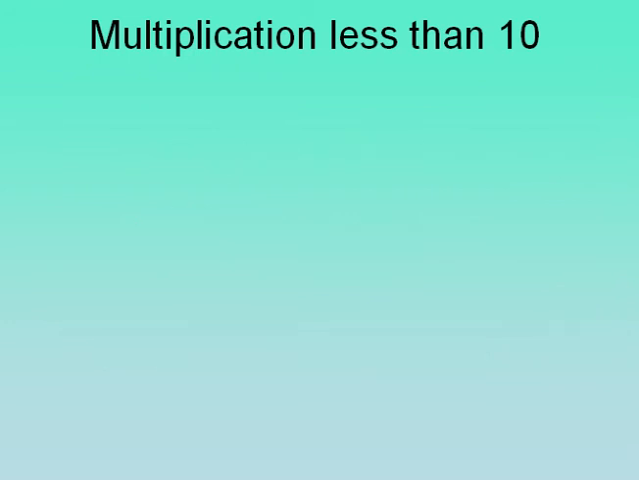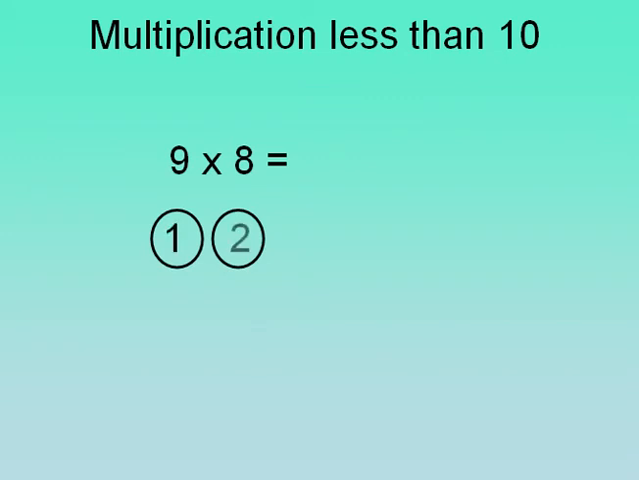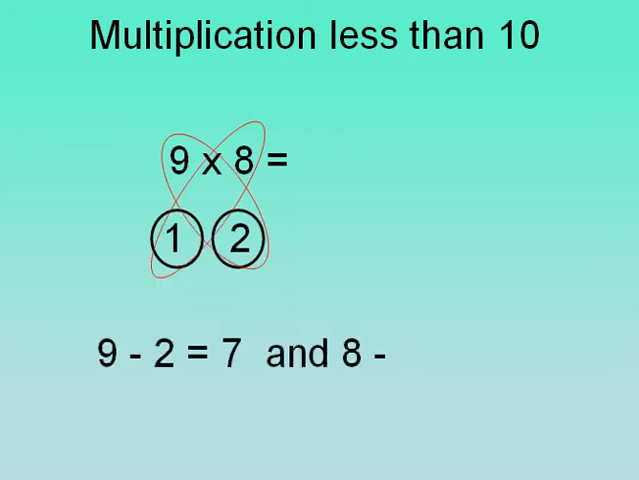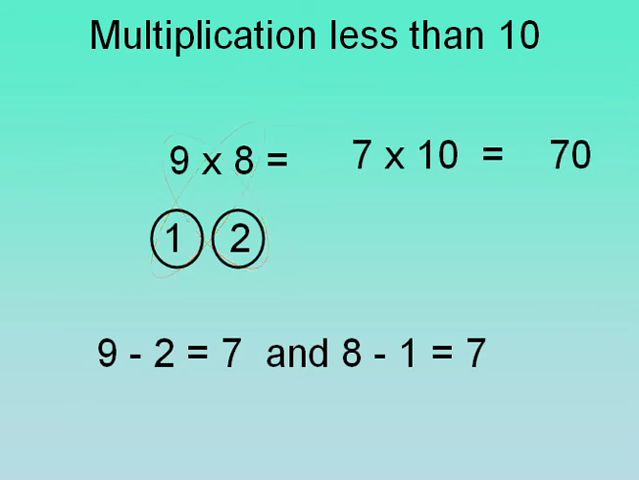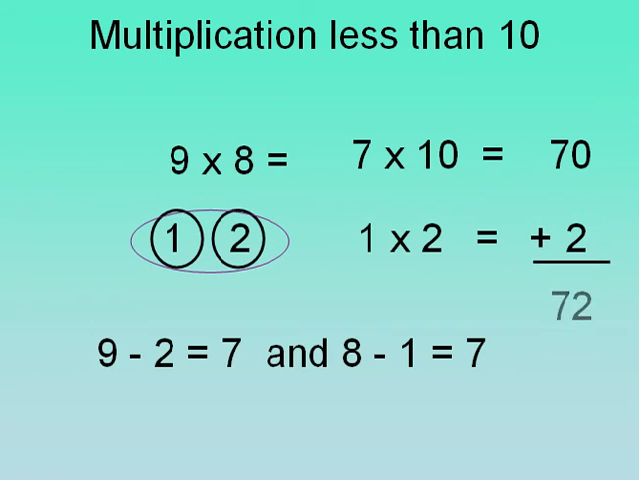Let's try another example. 9 by 8. Draw the circles underneath. We need 1 to take 9 to 10, and it takes 2 to get 8 to 10. We subtract on the diagonal. That gives us 7 in both cases. We multiply that number 7 by 10. We now multiply the 1 and 2 together, and that gives us 72 when we add them together.